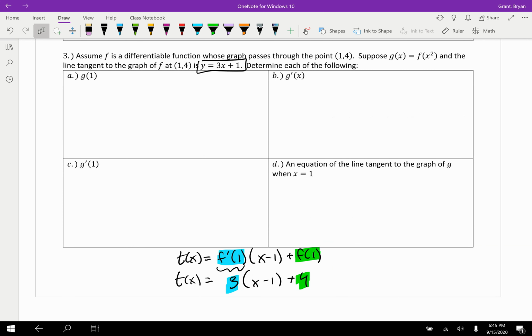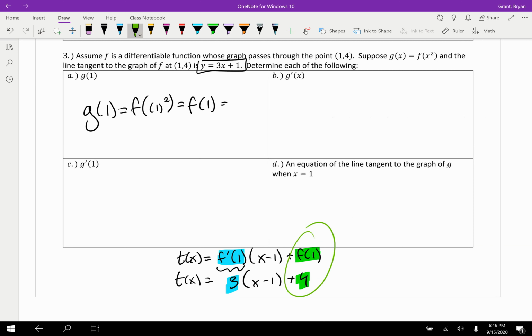All right, evaluate g of 1. Oh, this is crazy. Mr. Grant must have made this up because there's no calculus here. g of 1 doesn't require a derivative. It just requires my g of x equation. f of 1 squared is f of 1. What is f of 1? Ha-ho! Coming in handy. f of 1 is 4. Crushing it. All right, part B, g prime of x.